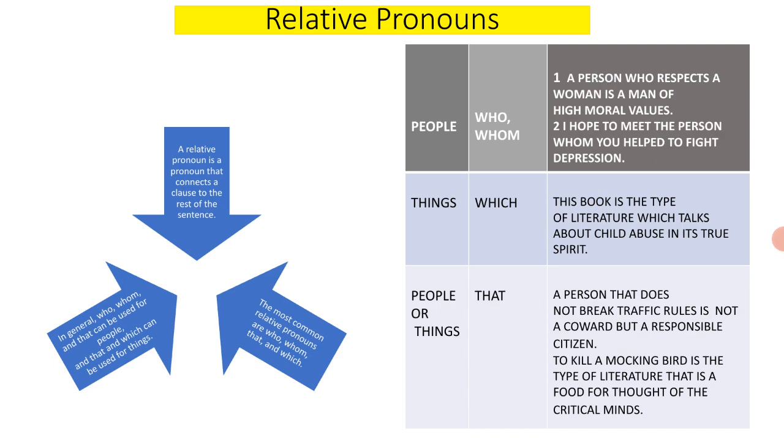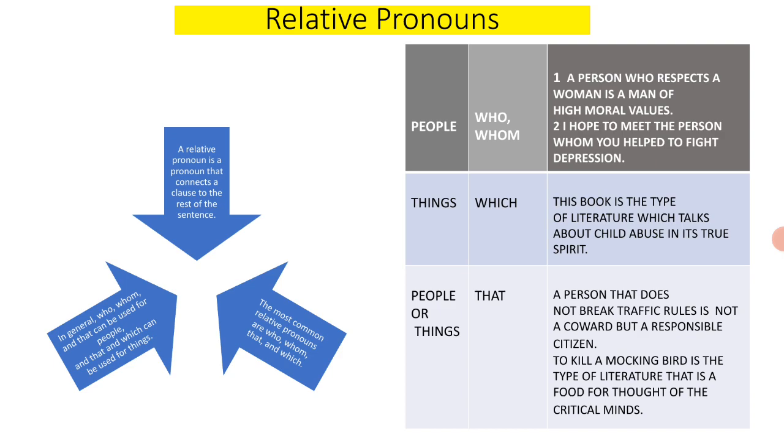Who and whom are used for people, which is used only for things, and that can be used for both people and things. You can see an example: a person who respects a woman is a man of high moral values. In this sentence, who is used for people. In the second sentence, whom is used for people. I hope to meet the person whom you helped to fight depression.